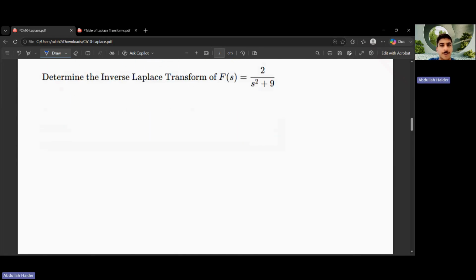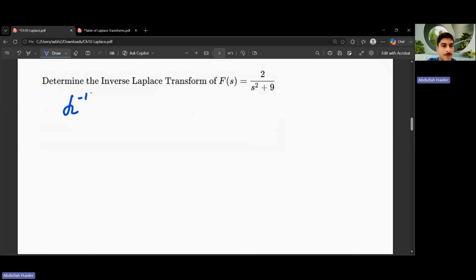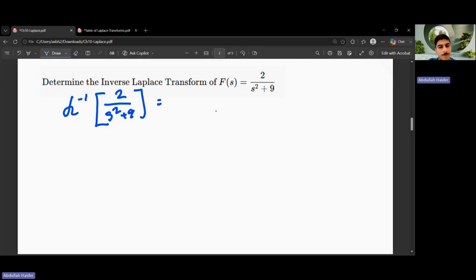And same goes for this. We want to find the inverse Laplace of 2 over s squared plus 9. One thing you need to know is that in this chapter, s is a variable and k is a constant, so as not to get confused with anything. So k is a constant, any number. So in this case, we're looking for something which has k over s squared plus k squared.